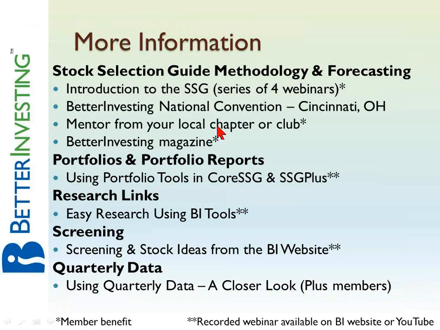So for Better Investing members, we have a series of digital or online classes called the Introduction to the Stock Selection Guide. I will also point out that our national convention is a terrific way of learning more about Better Investing, what we do, the stock selection guide methodology, portfolio management, lots of great stock ideas, and that's going to be in Cincinnati, Ohio in May of 2017. You can look for a mentor from your local chapter or your investment club. You can look for more information in the Better Investing magazine about the methodology.